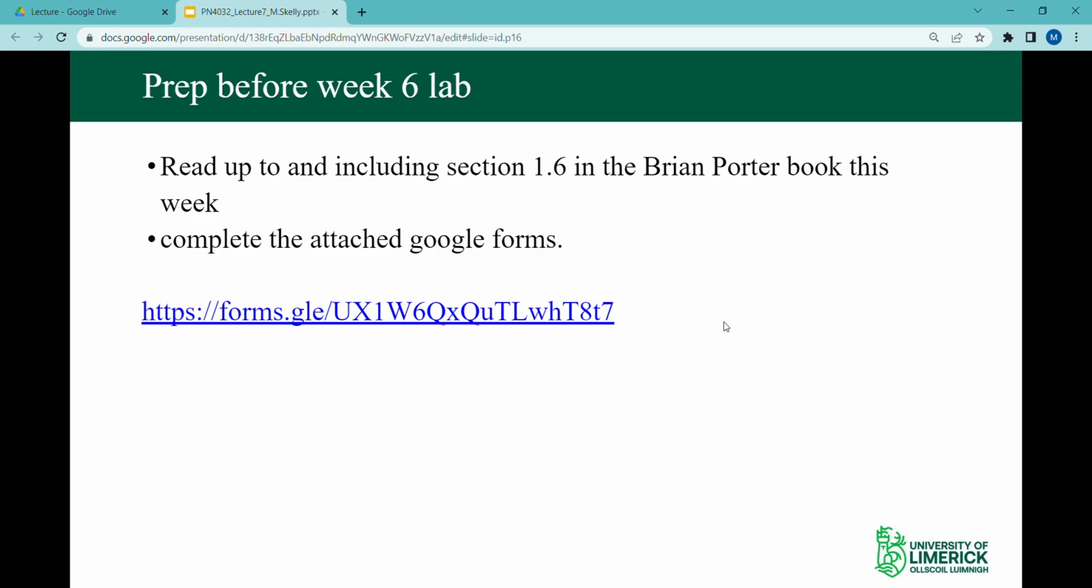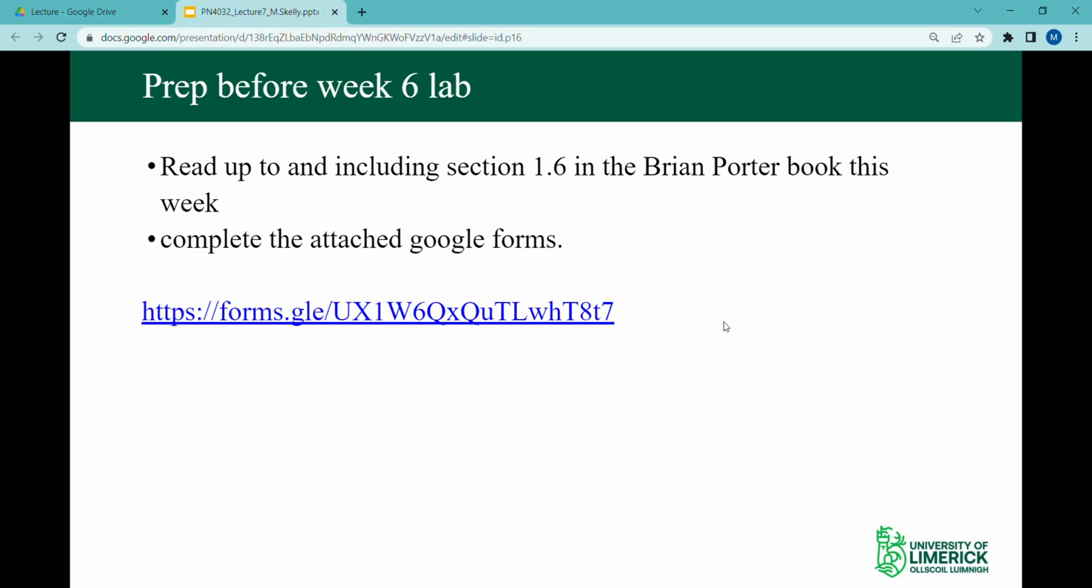Okay. The last thing I want you to do before your labs in week 6 is read up to and including section 1.6 in the Brian Porter book. Brian Porter is in your additional materials, it's all available on Solus. I want you to read up to and including section 1.6, and then I want you to complete the attached Google Forms there.